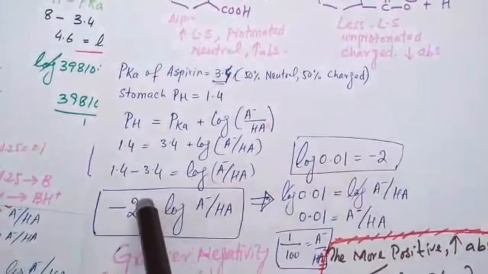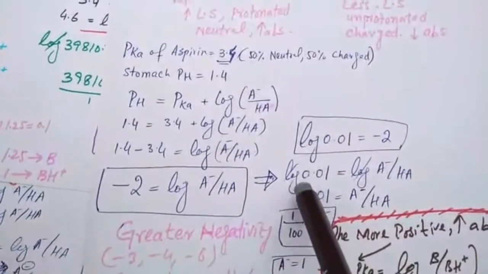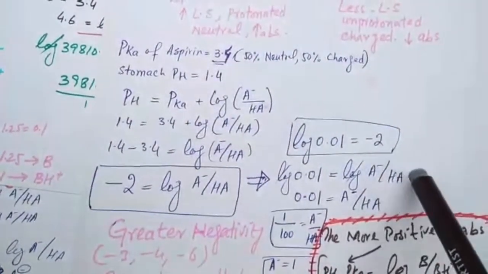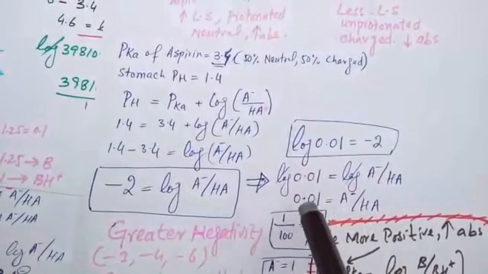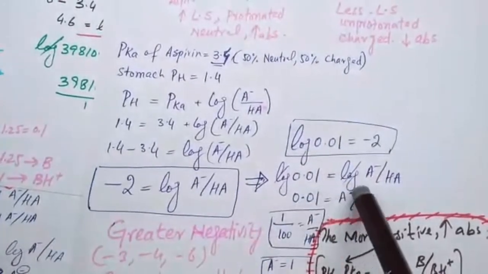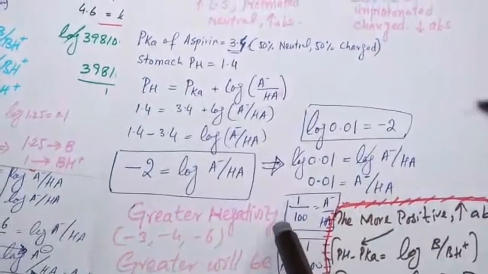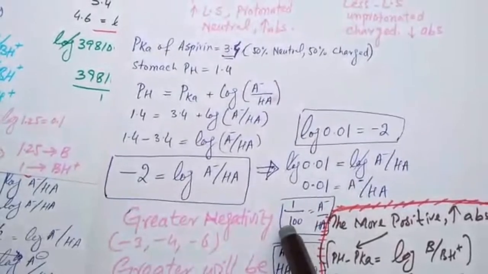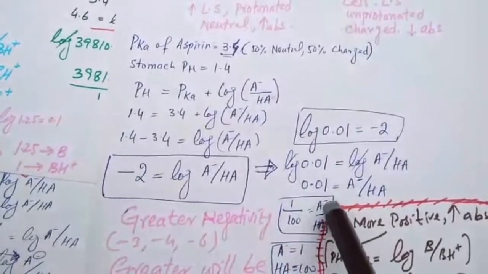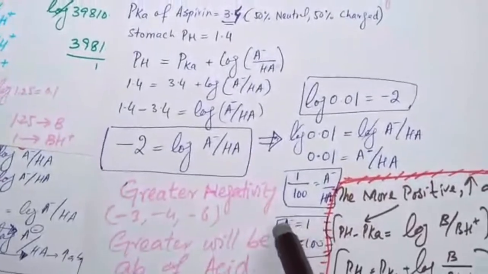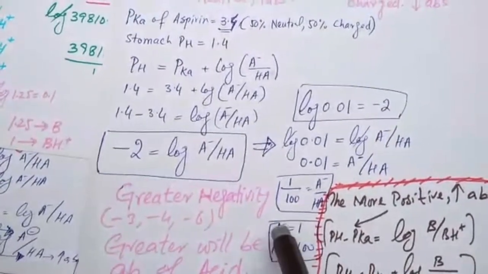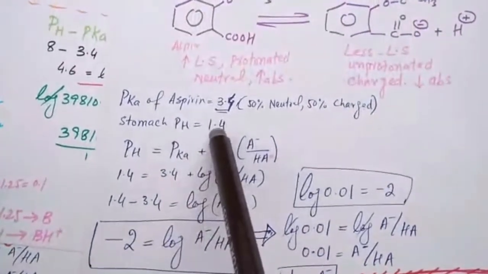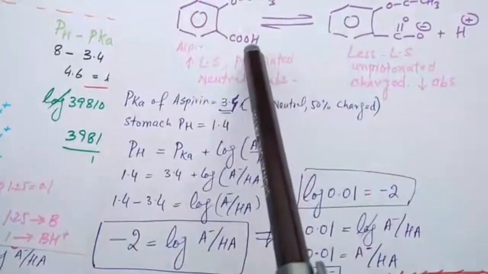So in place of minus 2, put log 0.01, and on the other side log of A minus divided by HA. Now cancelling this log with this log, 0.01 is equal to A minus divided by HA. Writing 0.01 as 1 by 100, 1 by 100 is equal to A minus divided by HA. It means the ionized drug is 1 and the unionized one is 100 at this particular pH in the stomach, and the drug is acidic.